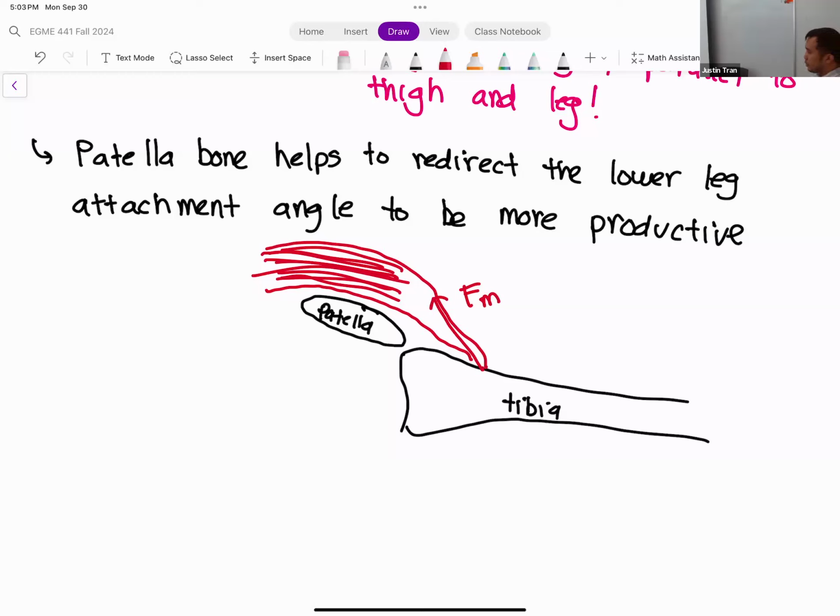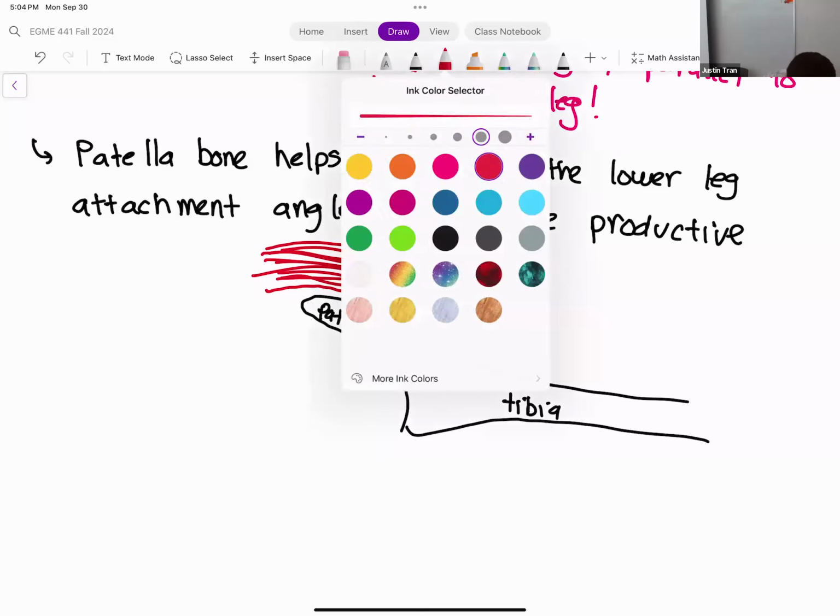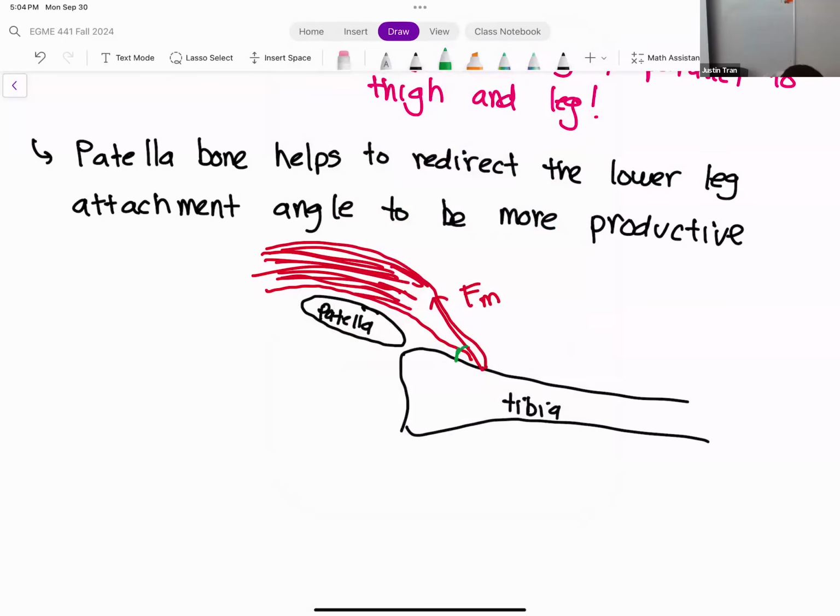But you can see from this patella here that it plays a very important role. It acts like a pebble in a stream, where the muscle has to go around the patella to attach to the tibia. And because it has to go around the patella, it necessarily has to redirect that angle so that your attachment angle is steeper than if it wasn't there. So if I draw this angle right here, theta m, the attachment angle is actually increased a little bit due to the presence of the patella.